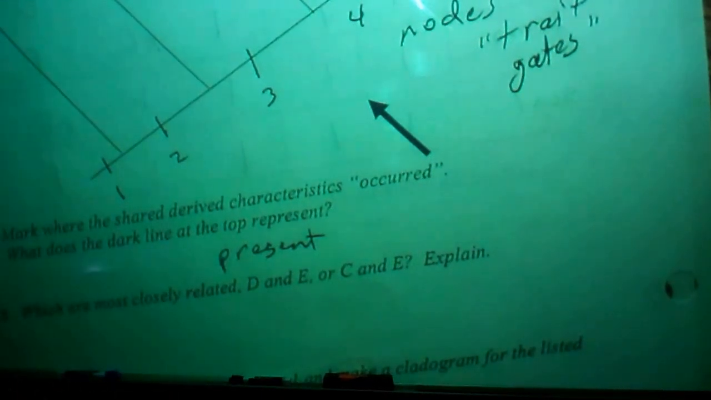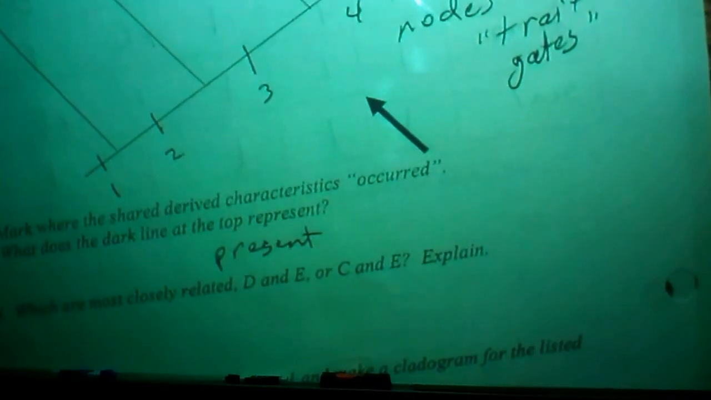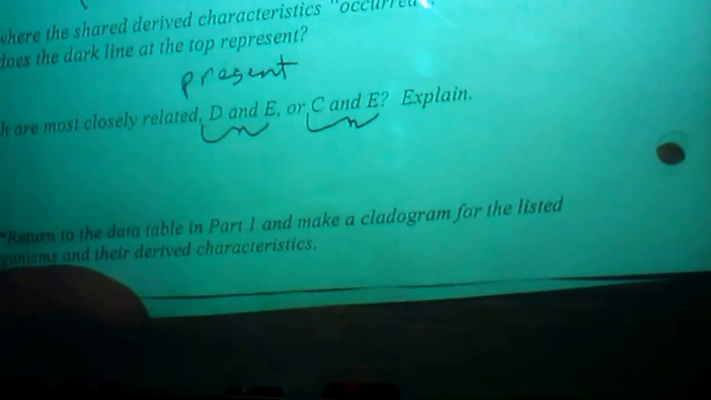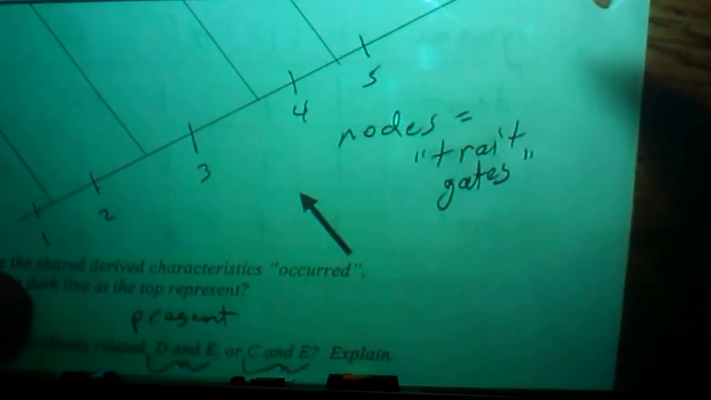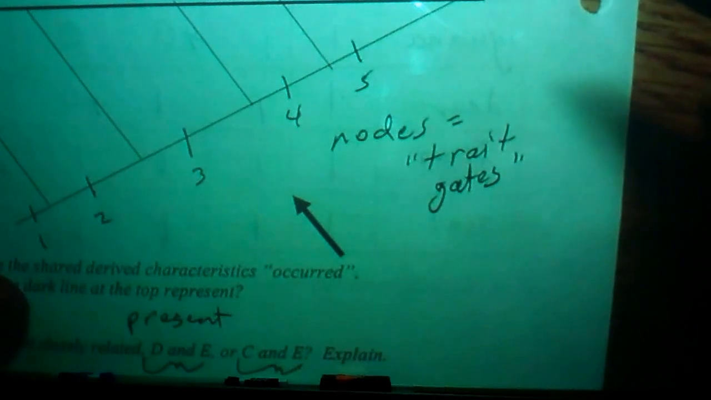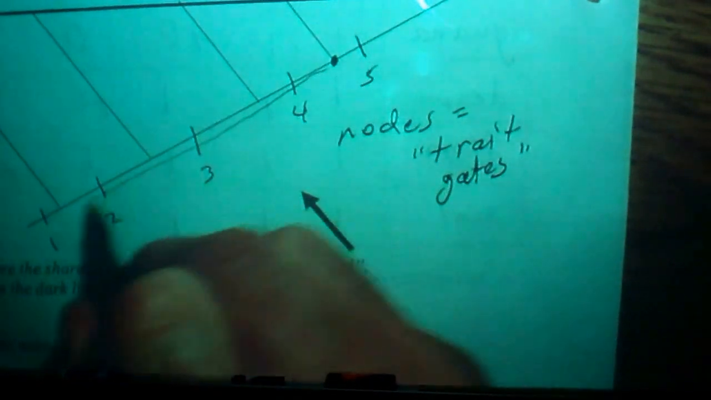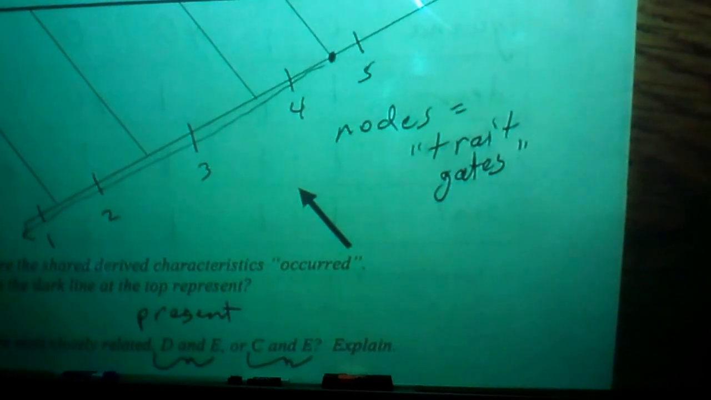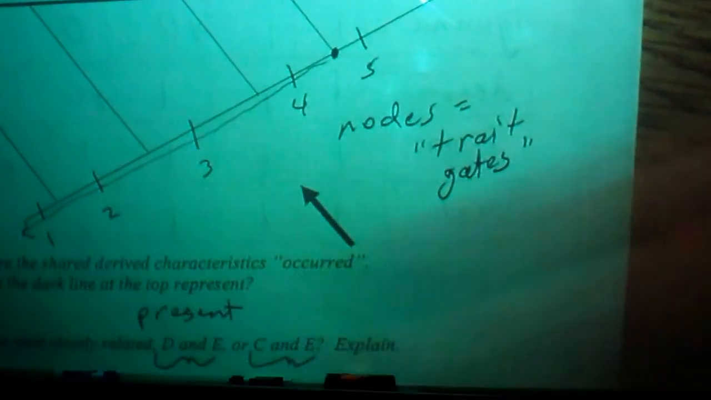So the best way to do this is to try and figure out how many characteristics different organisms have in common. For instance, like D and E, I'm going to put little brackets here. There's one there and one there. And then I'm going to put the number that they have in common right below. For D and E, I'm going to go to the last place that D and E evolutionarily met in time. And it was right at this point. Then I'm going to count back through evolutionary time the number of common traits that they have, the number of shared derived characteristics they have in common. They have 1, 2, 3, 4. So D and E, right here, is 4.